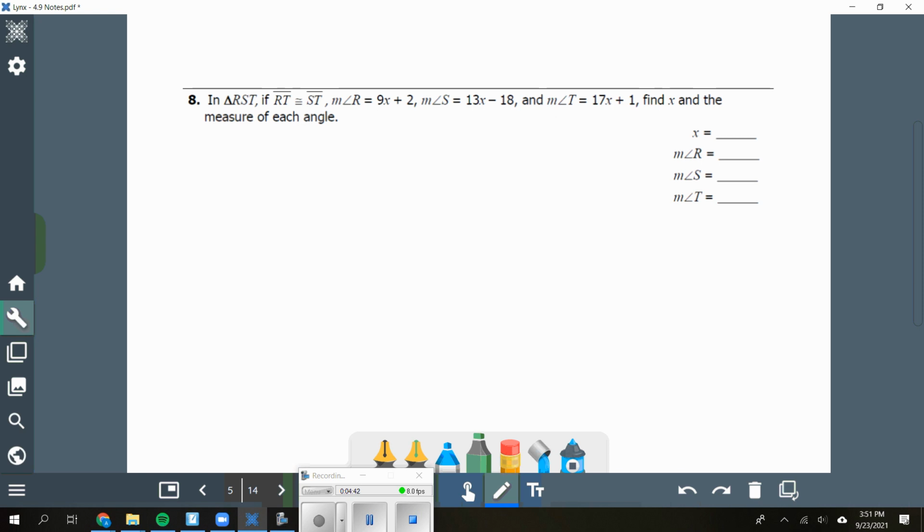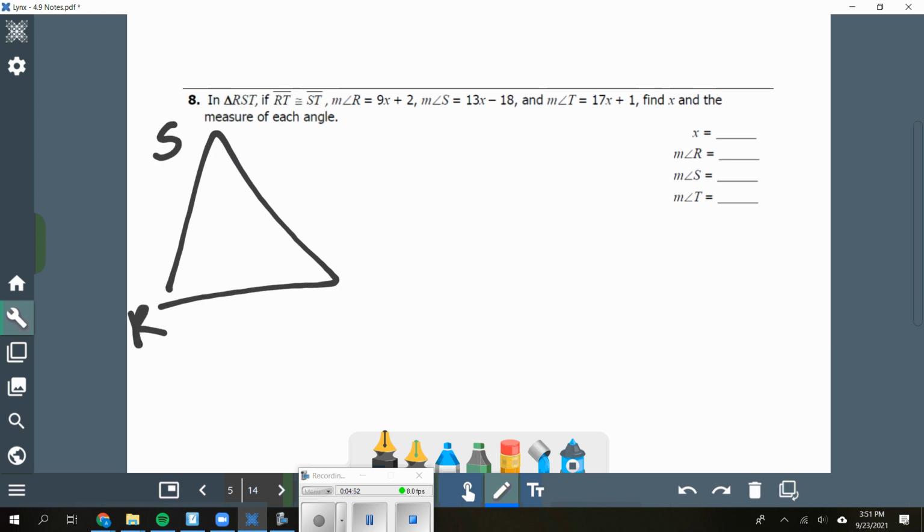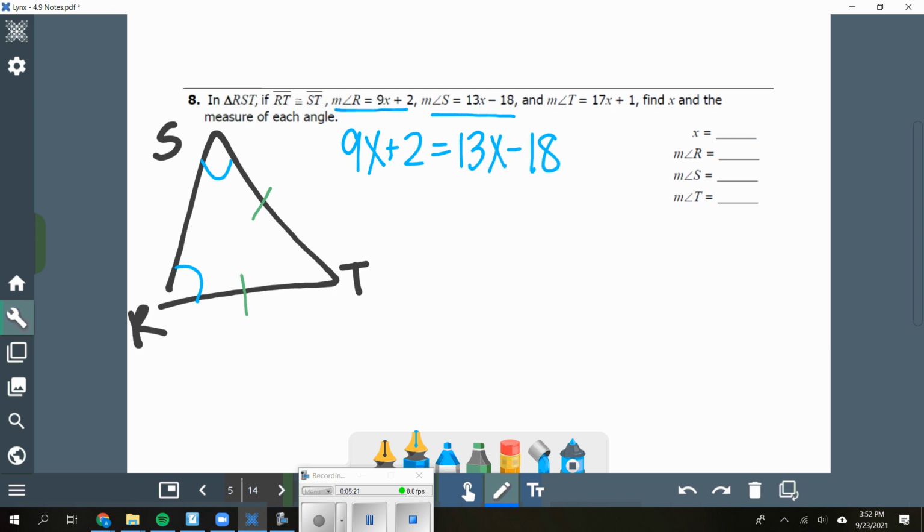But if we turn to page 10, these ones I don't have a picture. A picture is crucial. So just draw a basic triangle, it doesn't matter what it looks like, and label it R, S, and T. This tells me that RT is congruent to ST, which means my base angles, if I go across from RT, I land at angle S. If I go across from ST, I land at angle R. So my angle R and my angle S have to be congruent. So 9x plus 2 has to equal 13x minus 8. And again, this is because since ST is equal to RT, then angle S is going to equal angle R.